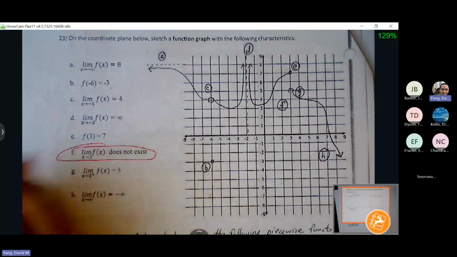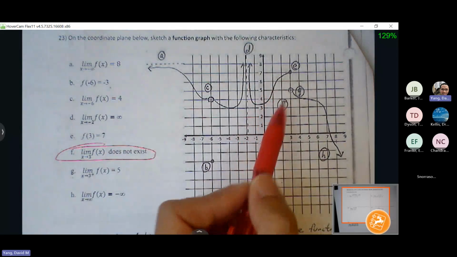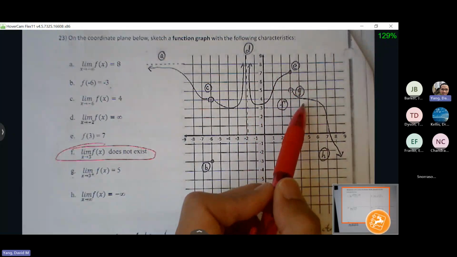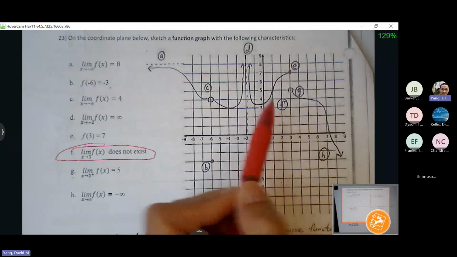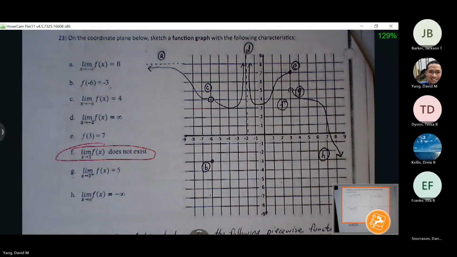Remember, for f, if a limit doesn't exist, you can do a lot of different things here. You can make it a jump discontinuity. You can make it an endpoint. You can make it a vertical asymptote. So it doesn't have to look like what I have here. Any questions with the graph?